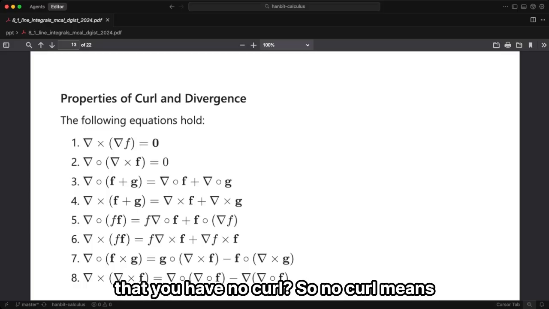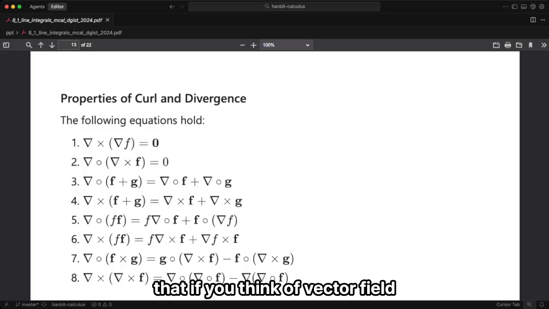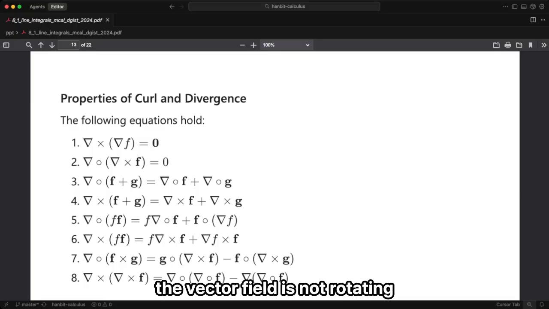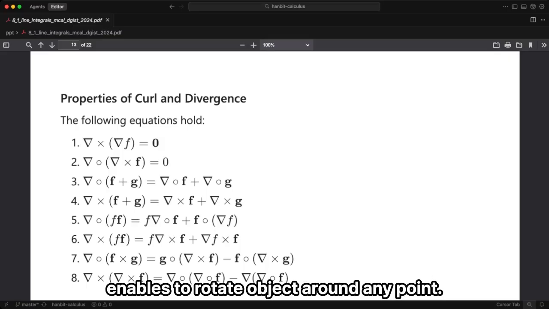So what does it mean that you have no curl? If you think of the vector field as giving you some idea how material or liquid is flowing on a space, then no curl means that the vector field is not rotating at any point, right? There's no work that actually enables rotating an object around any point.